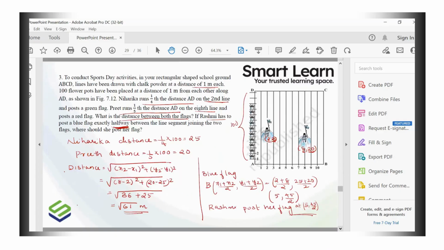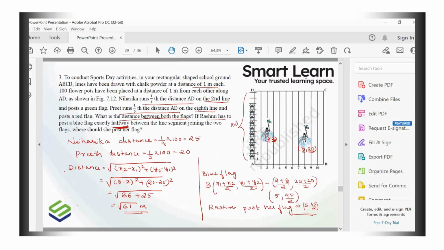So next, third one. Third one is an important question. This normally will be asked as a case study. So here, the rectangular shaped school ground ABCD, lines have been drawn with chalk powder at a distance of 1 meter. 100 flower pots are placed. That means total AD is 100 meter.